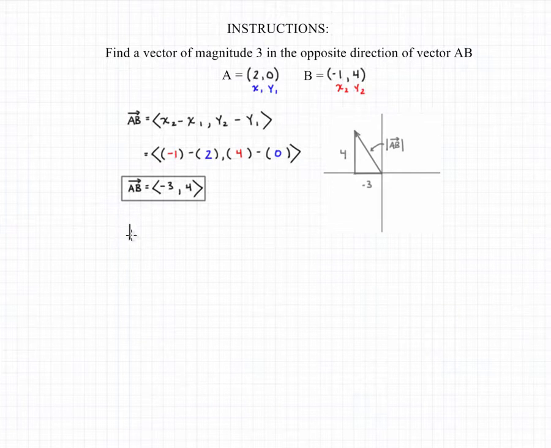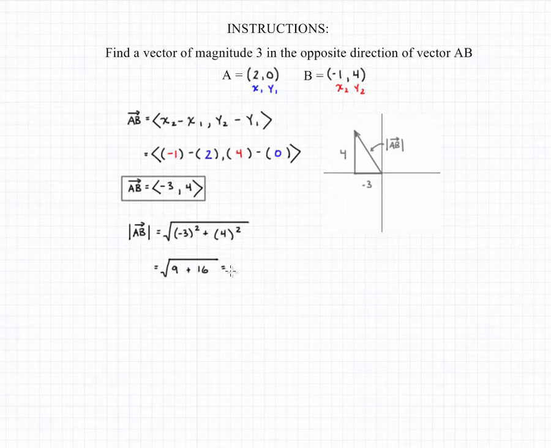So we can use a modified version of Pythagorean theorem to say that the magnitude of this vector is going to be equal to -3 squared plus 4 squared underneath a square root, which is going to be the same thing as the square root of 9 plus 16, or the square root of 25, which comes out to 5. So now we have the magnitude of our vector.